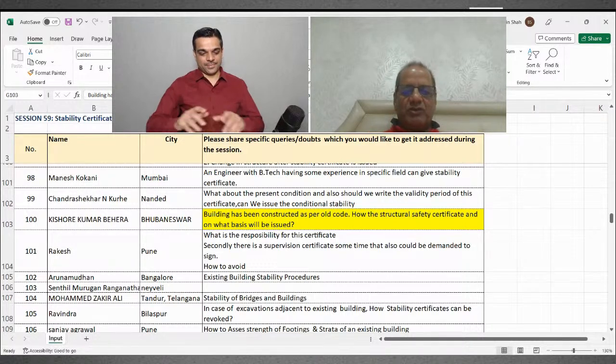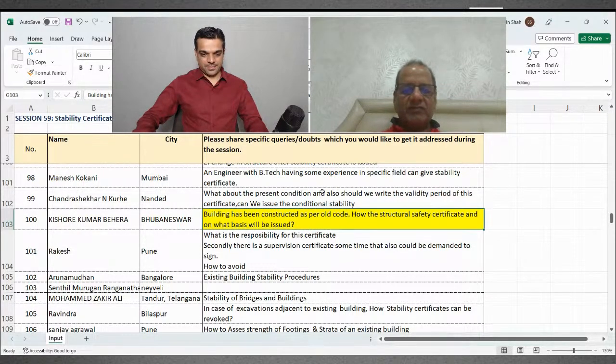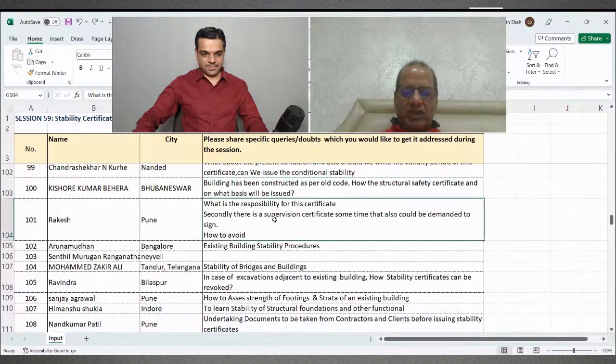Rakesh, Pune: what is the responsibility for this certificate? You have the complete responsibility. If you issue a certificate with a sign, you have the full responsibility.